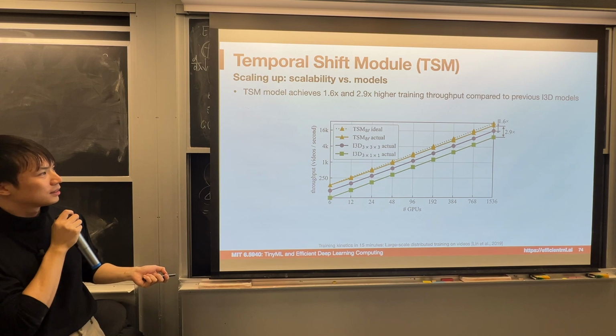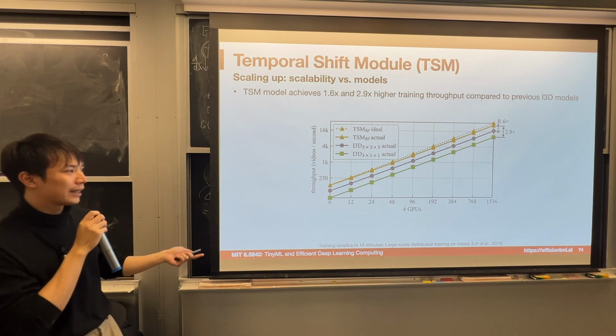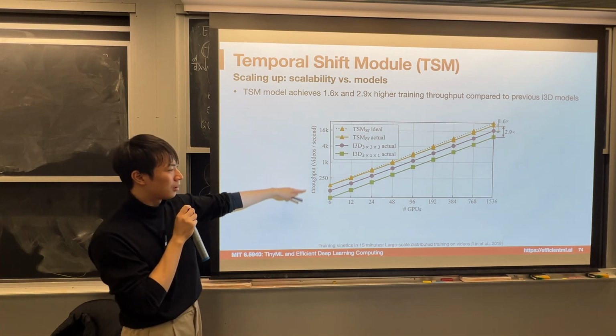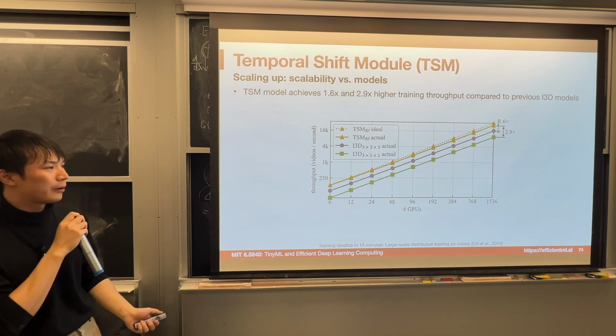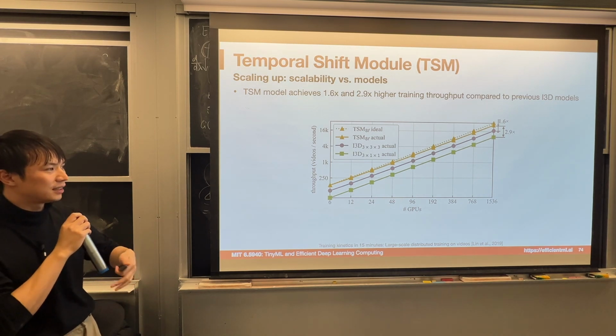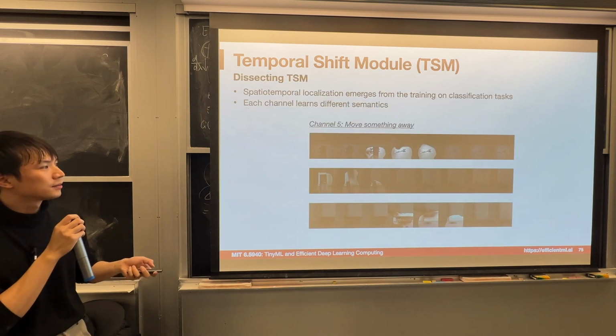And this is basically the scalability result compared to I3D models. So we are getting better scalability. This is all log scale. Because we have fewer parameters compared to the 3D models, we are making the communication between the nodes easier. So we are observing a better scalability compared to those 3D models.